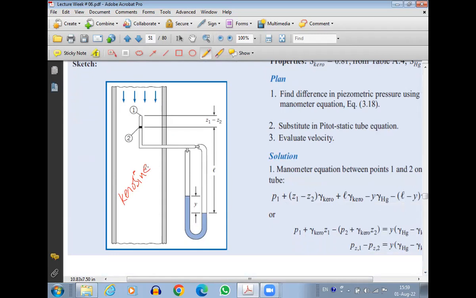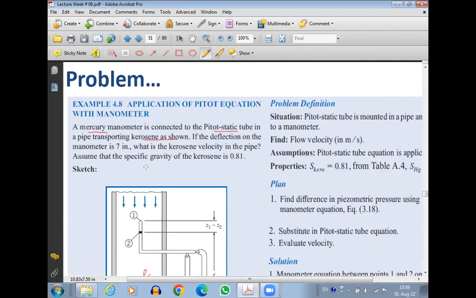Kerosene, oil. Matti ka tel. Yes, matti ka tel. So matti ka tel guzar raha hai is pipes. So what I do is that I need to find out what is the velocity of matti ka tel, the kerosene, in the pipe.